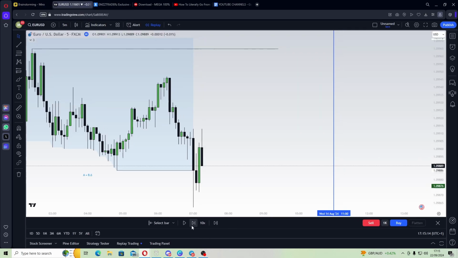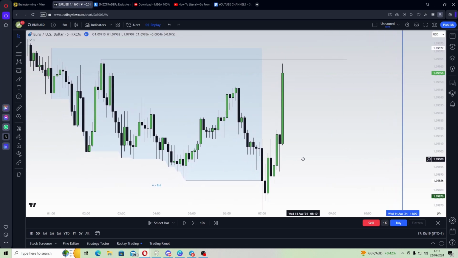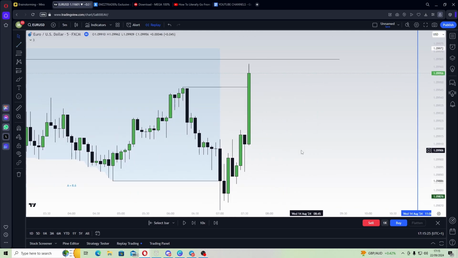Play price forward. Keep playing it. There we go. We have a big candle right here. Market structure shift right here. You can see it breaks the most recent high. We have a big engulfing candlestick too.